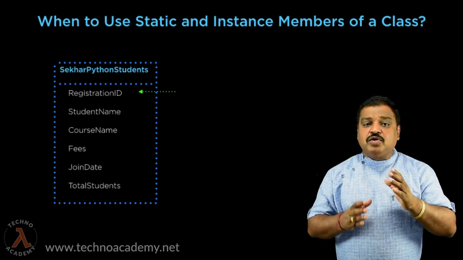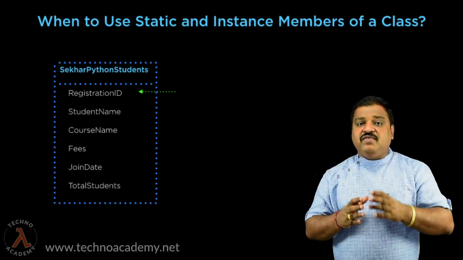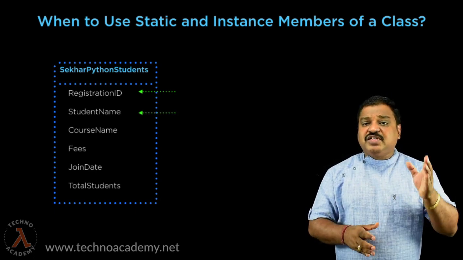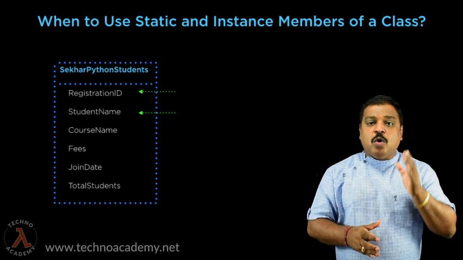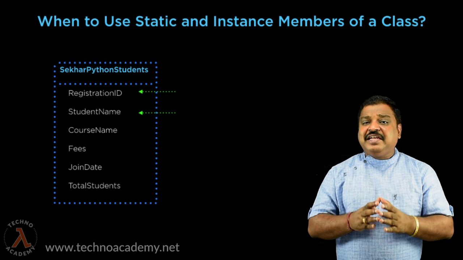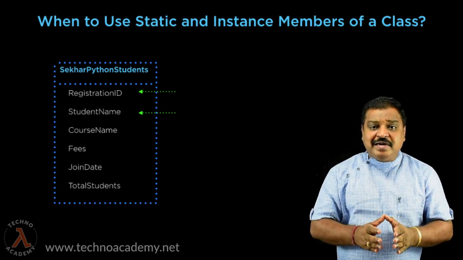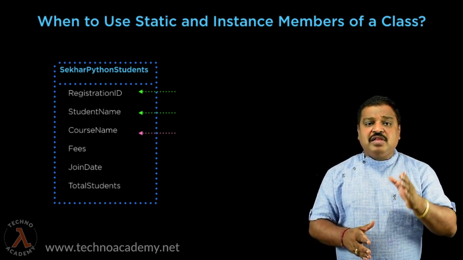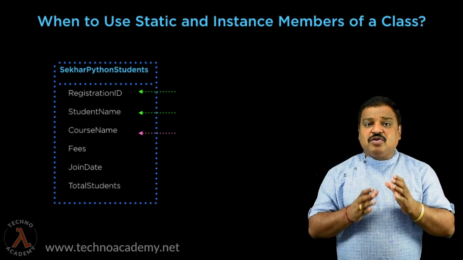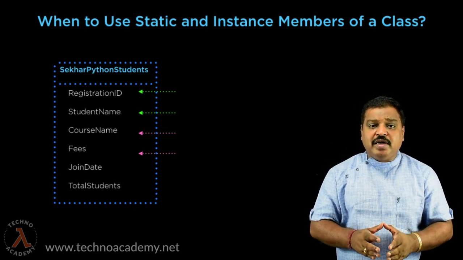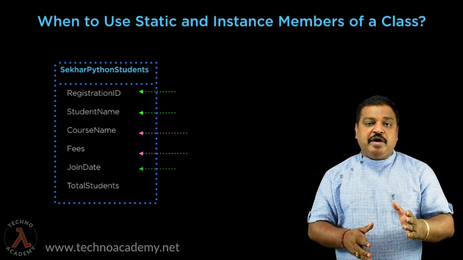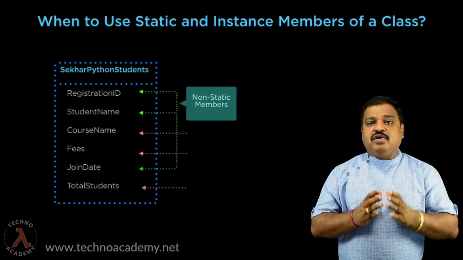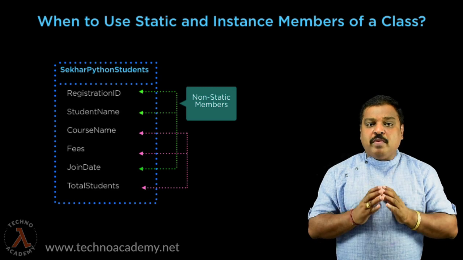Registration ID is always unique, so it will be specific for the individual student. Every student is different, so the student name is also specific. Now, as per our new requirement, this data structure is to maintain the student details who have enrolled for only the Python course. So the name of the course for all the students remains the same. Since the course is the same, the fees for all the students will also remain the same. Join date will be specific for every individual student. And the total students enrolled for this course will also remain common, right?